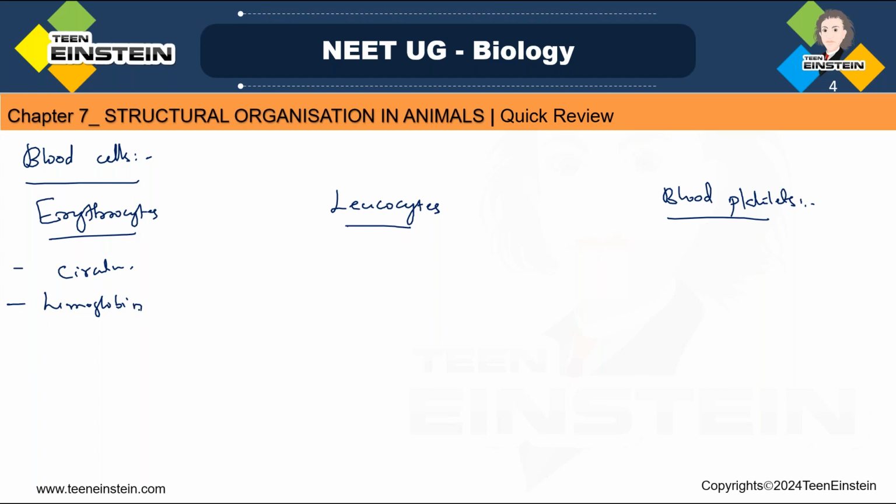Erythrocytes, that is called red blood cells or RBCs, and these are circular. Erythrocytes are circular and they are biconcave. They are non-nucleated and they don't have cytoplasm. They are without cytoplasm or organelles, and they have a red colored respiratory pigment which is called hemoglobin. Okay.